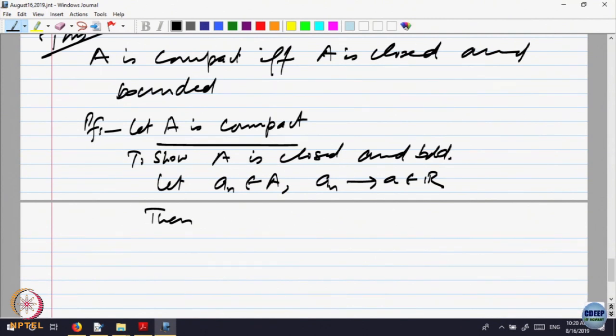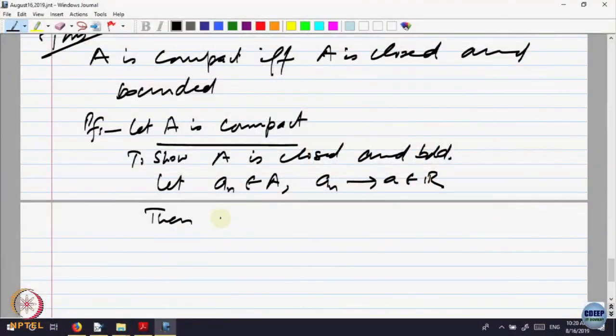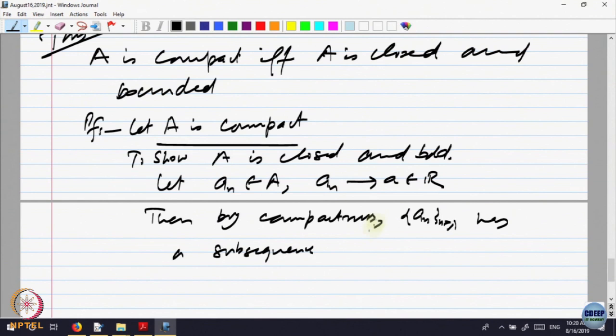What is given to us? A is compact, and compactness is that every sequence has a convergent subsequence converging in the set. So, a_n is a sequence which is itself converging. By the compactness property, it must have a subsequence which is converging, but to a limit which is inside the set. But the sequence itself converges, so every subsequence has to converge to the same limit, and that is in A, right? Because it is closed. So, small a belongs to A. So, let us write then, by compactness, a_n has a subsequence. So, let us write a_{n_k}.